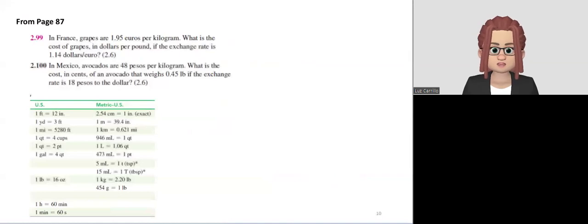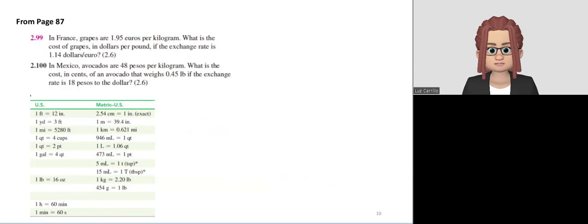We're now going to move on to the problems that we see on page 87. These selected problems are going to require more than one conversion factor in order to accomplish the goal.